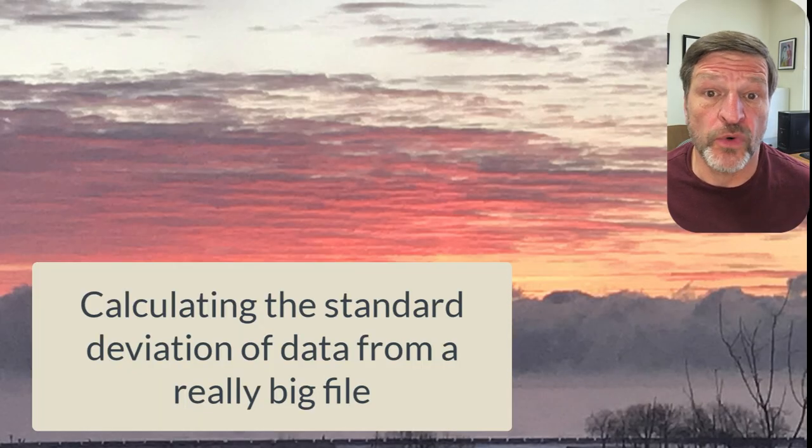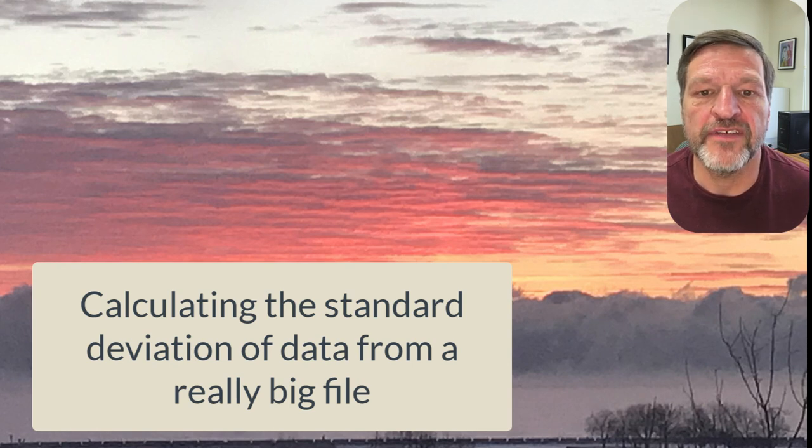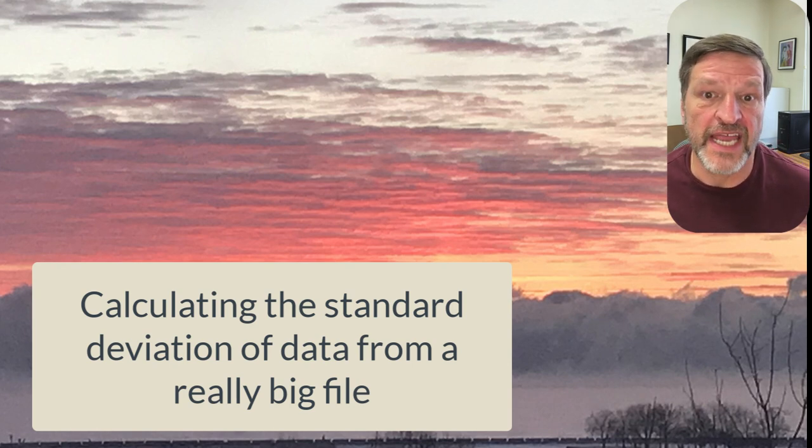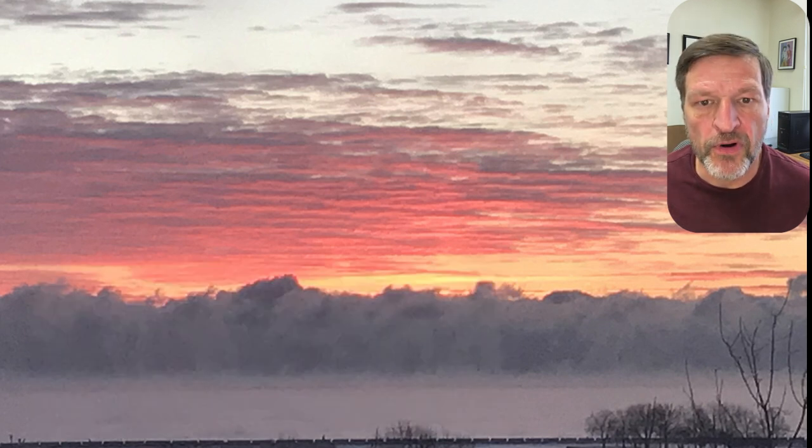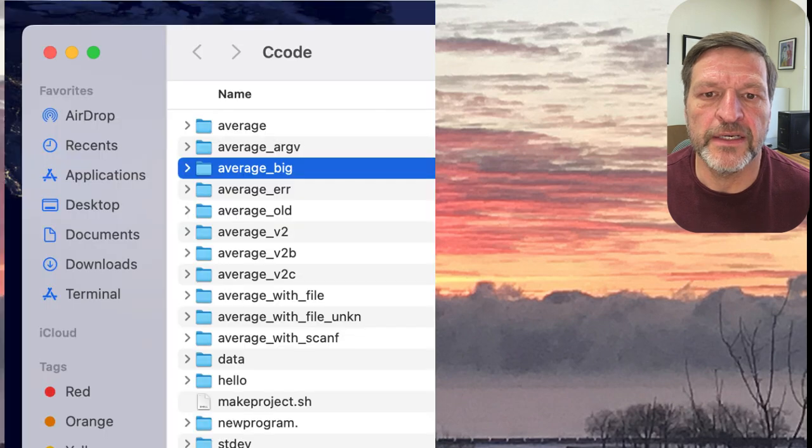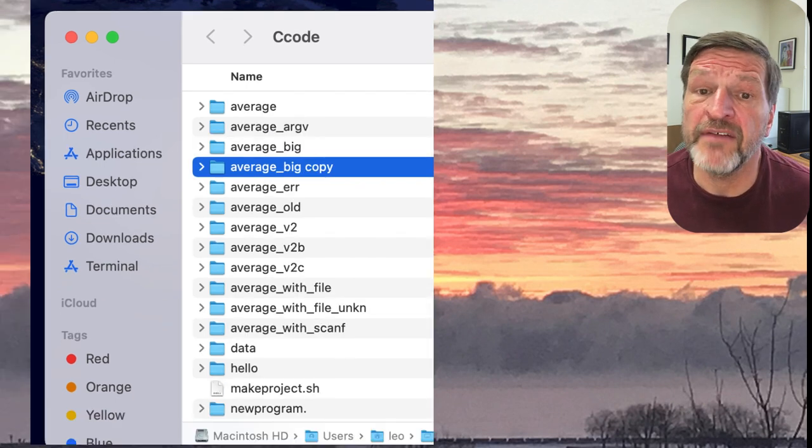This is a short video. We're going to calculate the standard deviation of the data in those really, really big data files, 10 meg and 1 meg data files. And this program is going to be pretty similar to the average_big program, so let's start with that one. We go to Finder, and we find the folder average_big, and we make a copy of it.